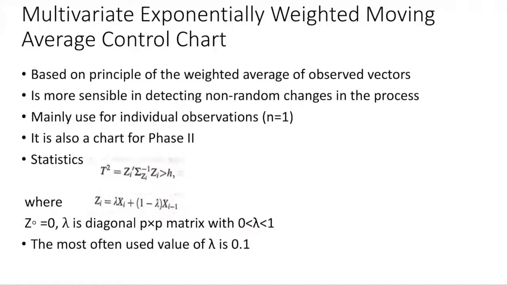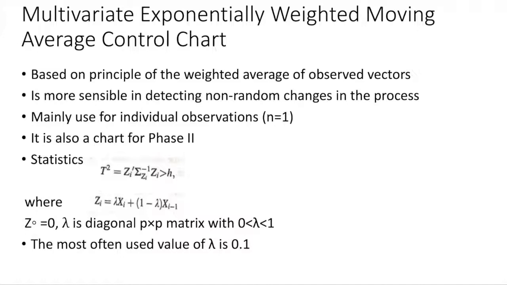Then the next chart is the multivariate exponentially weighted moving average control chart, which is also known as MEWMA. It is based on the principle of weighted average of observed vectors, and it is more sensitive in detecting non-random changes in the processes. This chart is mainly used when the value of n is 1, which is for using individual observations. And it is also a chart for phase 2. The t statistic values for this chart are as given.